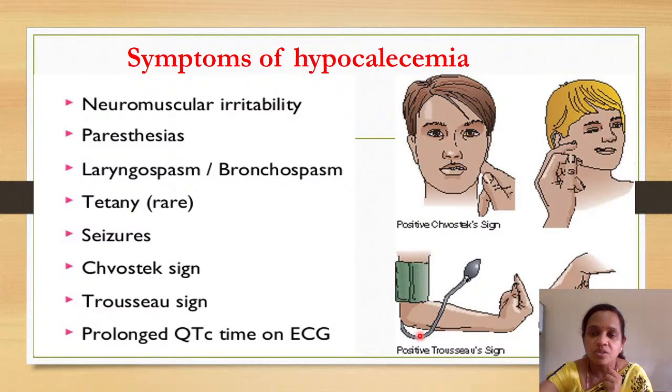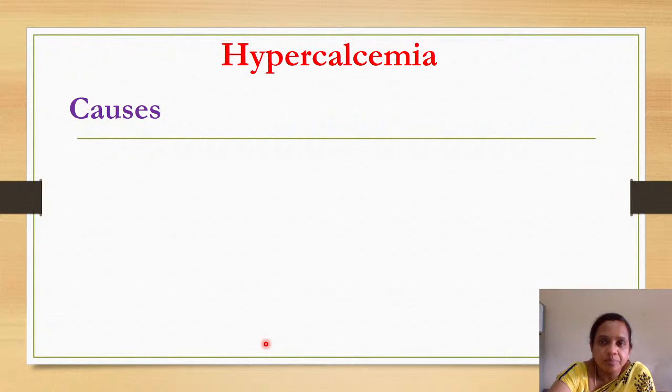Next is Trousseau sign. When the BP apparatus cuff is tied to the arm and inflated, you can see a special posture of the hand, carpal spasm. So this is called Trousseau sign. Next, prolonged QT interval, as you learn in ECG, there is a prolonged QT time on ECG.